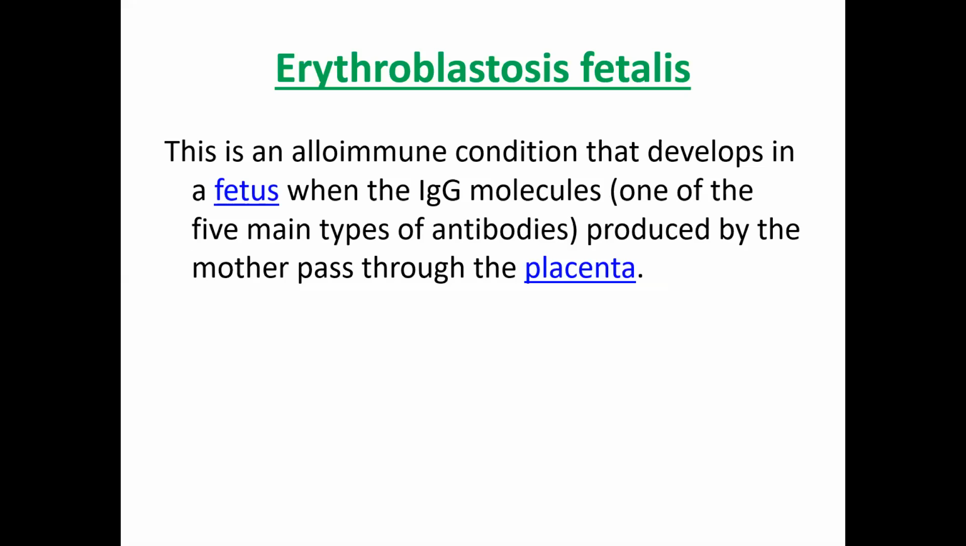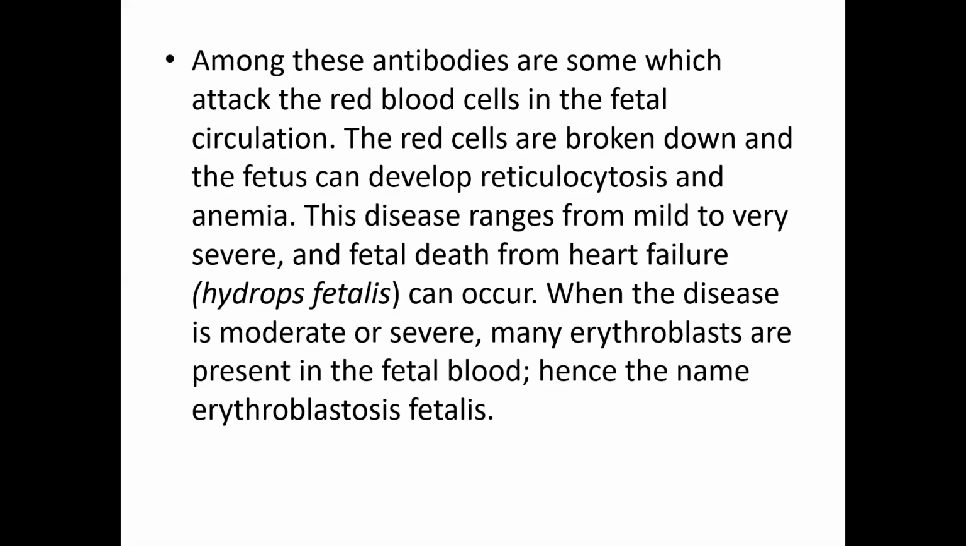It is an autoimmune condition that develops when the IgG molecules produced by the mother pass through the placenta and attack red blood cells in the fetal circulation. The RBCs are broken down and the fetus can develop reticulocytosis and anemia; reticulocytes are immature RBCs. These diseases range from mild to very severe, and fetal death from heart failure can occur because fluid accumulates in the heart, liver, spleen, and major organs, leading to failure of the major organs.